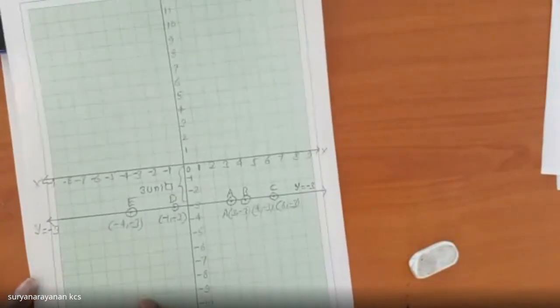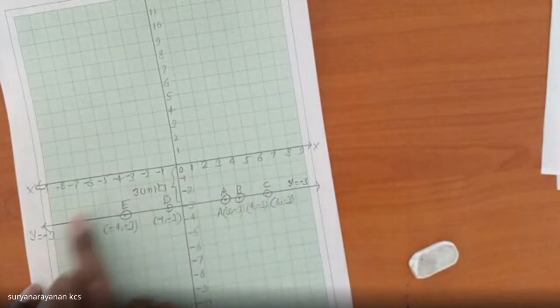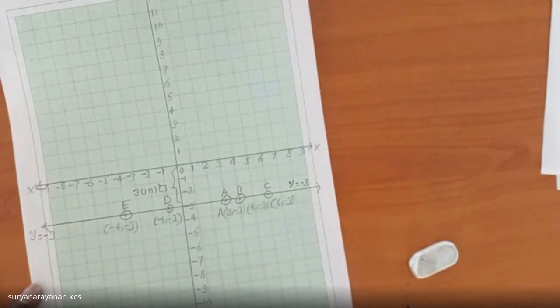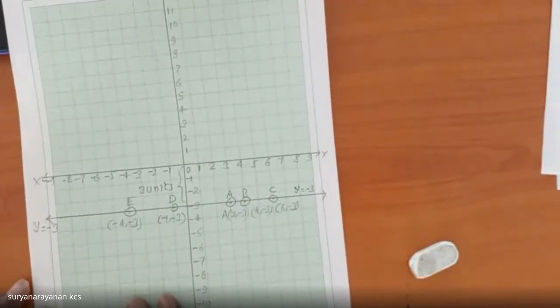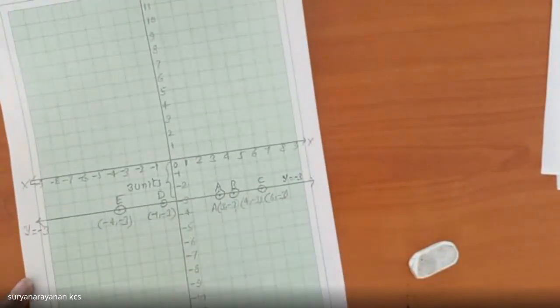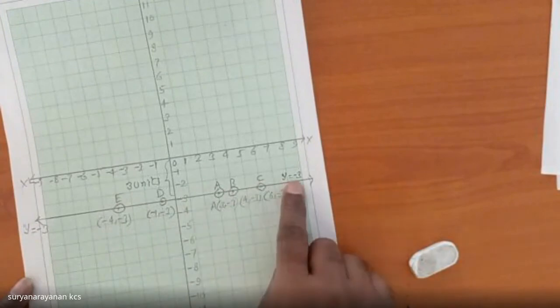Are you observing or not? I'm just asking questions. Whatever I'm writing, I wrote here on the graph sheet, and I'm asking some questions based on this data only. What is the equation of this line? I wrote clearly, y is equal to minus 3. Here also I wrote y is equal to minus 3.